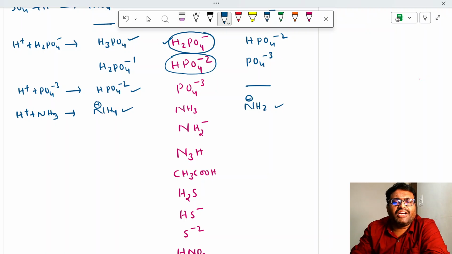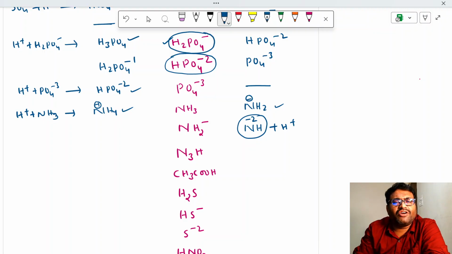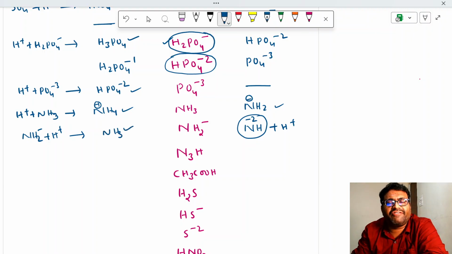Now, is there a possibility of removing one more hydrogen from this? NH2 minus, so the possibility is there, plus H plus. So this will be the conjugate base of NH2 minus. Then what will be the conjugate acid for this? NH2 minus plus H plus gives you what? NH3. So NH3 is the conjugate acid of NH2 minus.